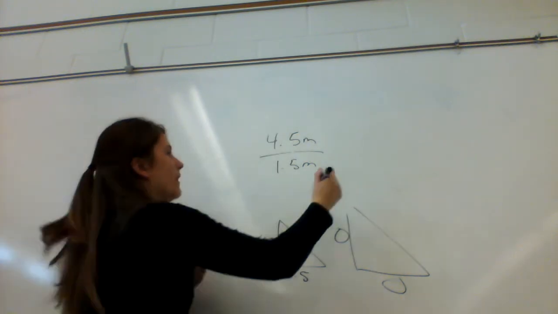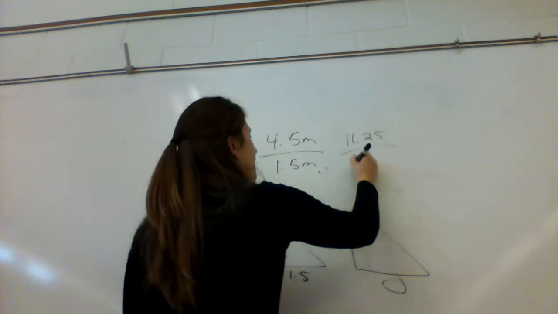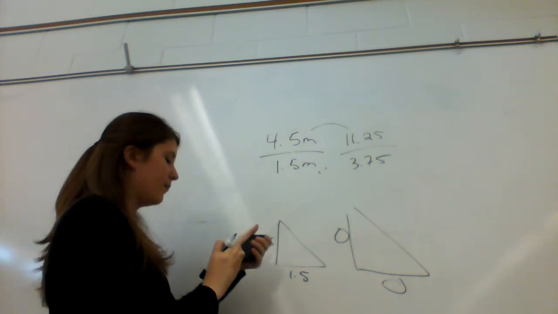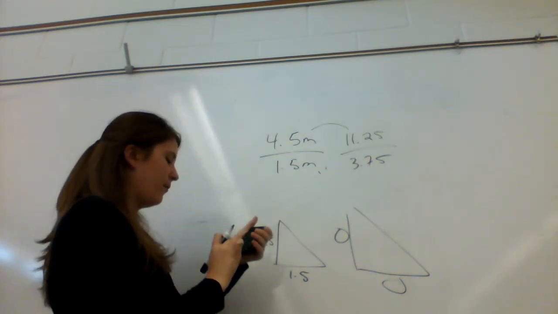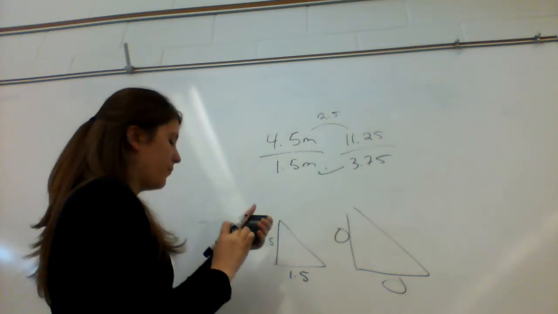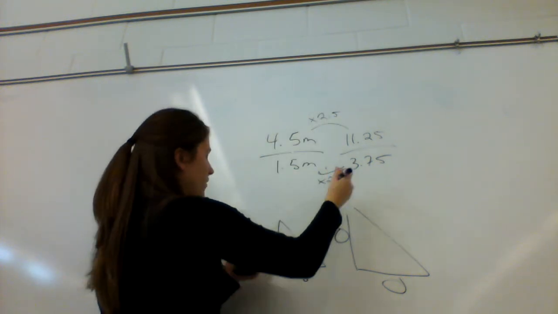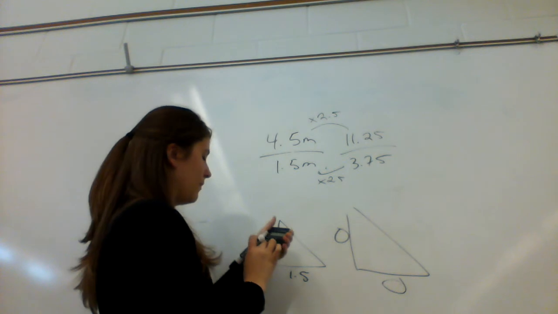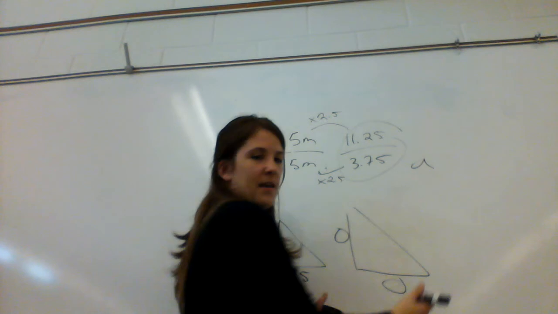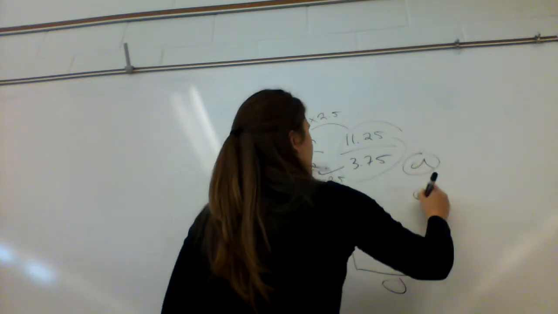The last one, I have 11.25 over 3.75. Again, I don't know what I multiply, so I'm going to divide. 11.25 divided by 4.5 is 2.5. Let's do this one, 3. So this is times 2.5, so this should be times 2.5. 2.5 times 1.5 gives me 3.75. Perfect. A. And the last one was E, I believe. A and E are my correct answers.